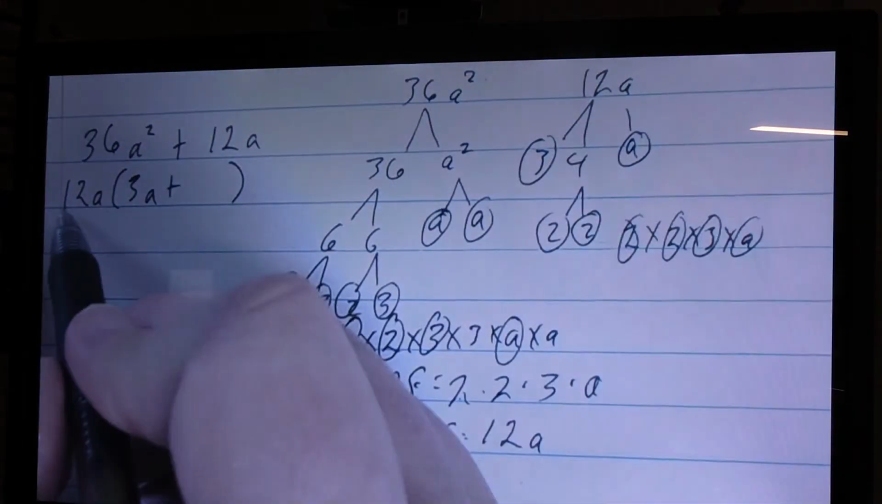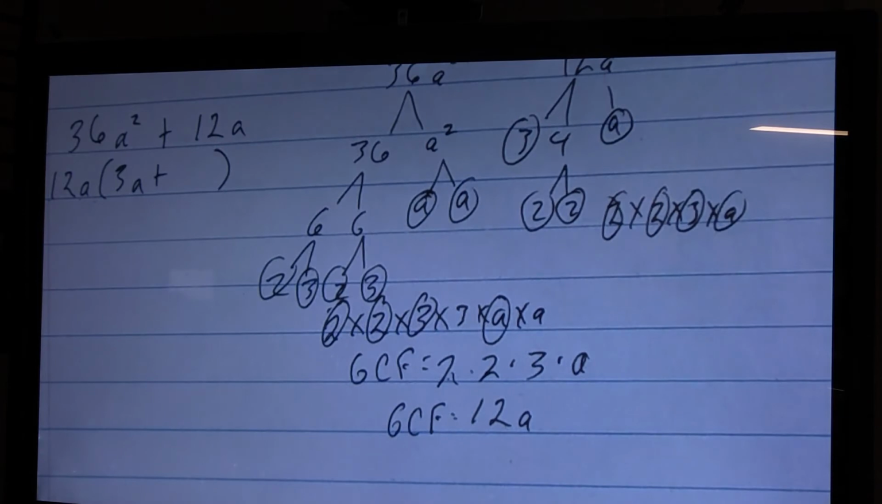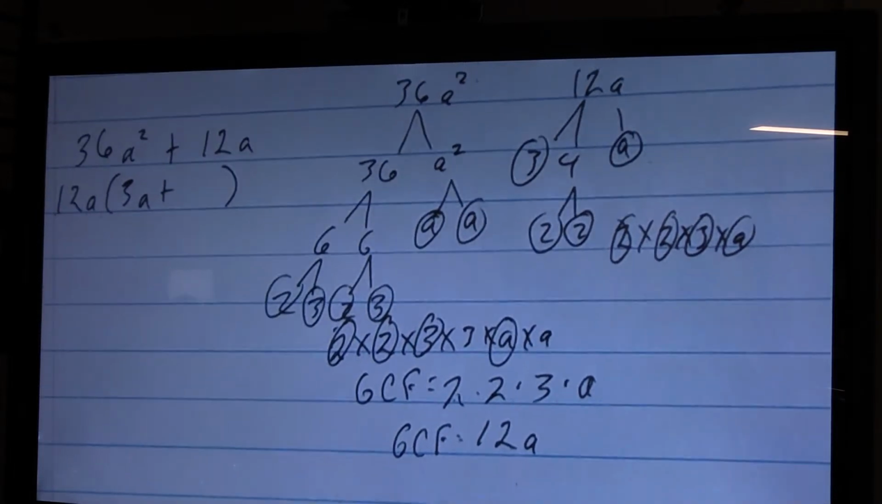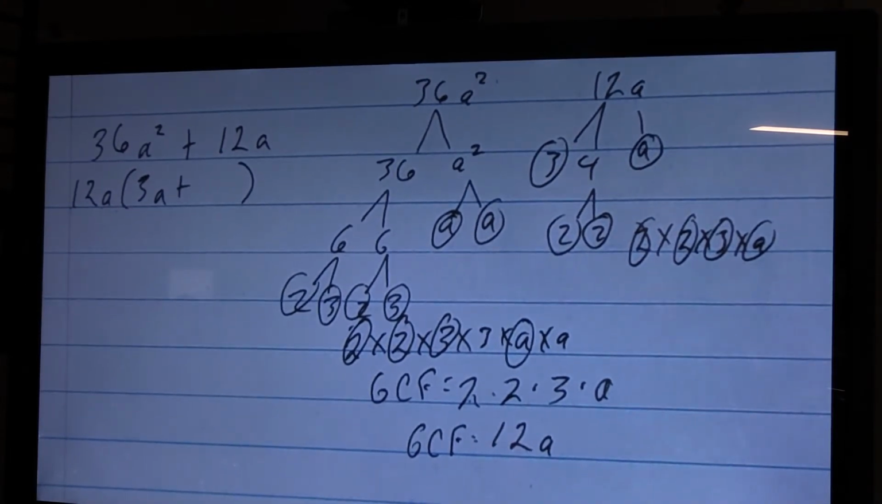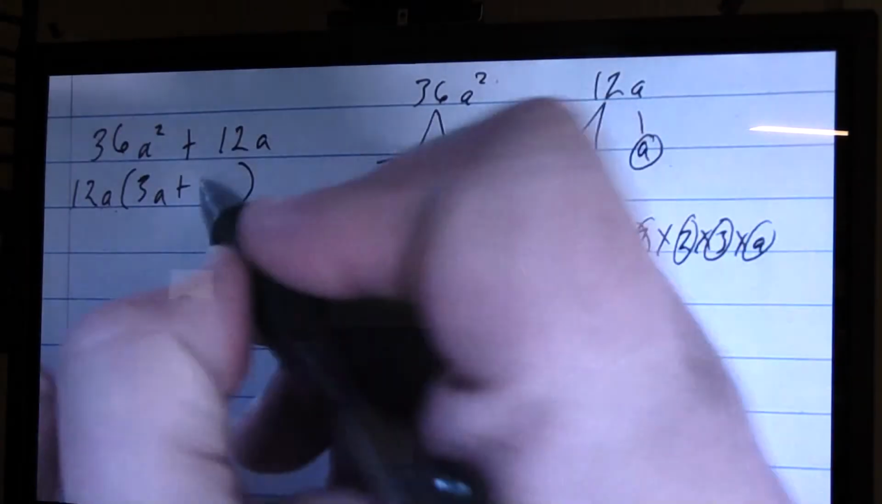Now, how many 12a's are there in 12a? I've got students in the room. How many 12a's are there? How many groups of 12a are there in 12a? All right, Mason, what do you think? One. Just one.